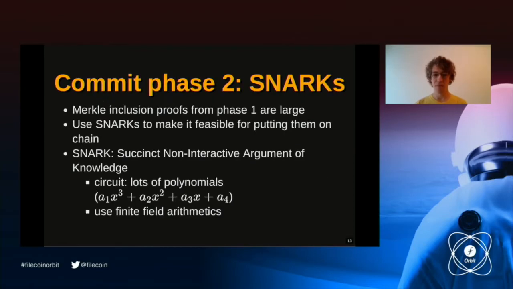And finally, we have the commit phase 2, which is about SNARKs. And first, I would like to talk about why we need another phase, because we already have proofs to prove that the replica is the same as the original data. The reason is that those Merkle proofs are quite large, and it wouldn't be feasible to put them on chain. So what we do instead is we use SNARKs in order to make those proofs smaller so we can put them on chain. And now you probably wonder, what are SNARKs?